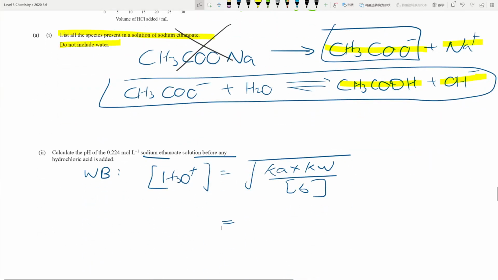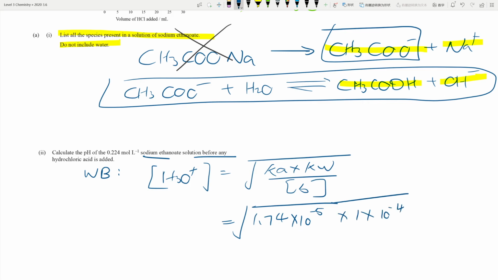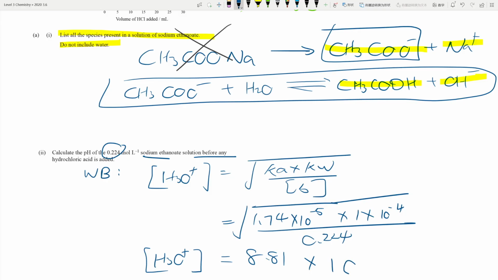1.74 times 10 to the power negative 5, multiplied by 1 times 10 to the power negative 14. You just substitute the numbers, divided by the base, which is right here, 0.224. Therefore, the H3O+ concentration, you can crunch those numbers in your calculator. You should get 8.81 times 10 to the power of negative 10.